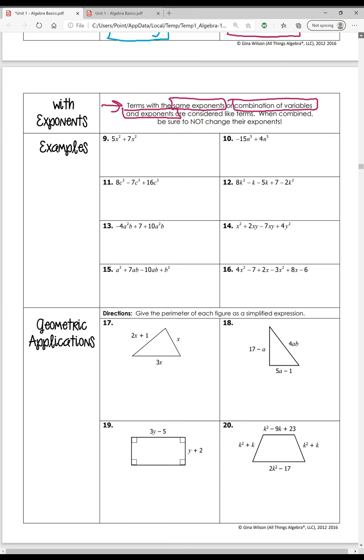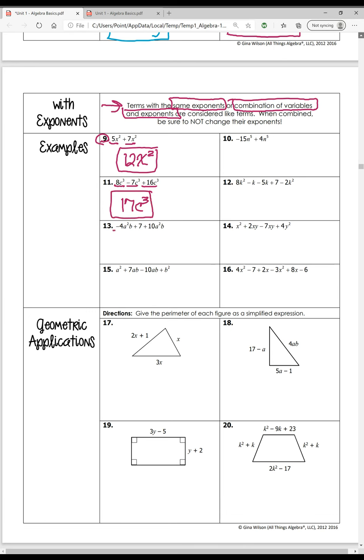So here in number 9, I have 5x squared plus 7x squared. We can combine them, and our final expression is 7 plus 5 is 12, 12x squared. In our next example, we'll go straight down and do the odd numbers first. We can combine the 8c cubed, the negative 7c cubed, and the 16c cubed. 8 minus 7 is 1c cubed, and 1 plus 16 is 17c cubed.